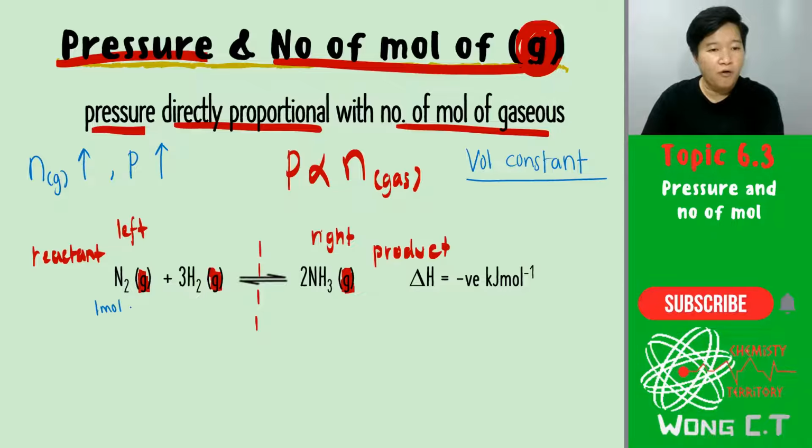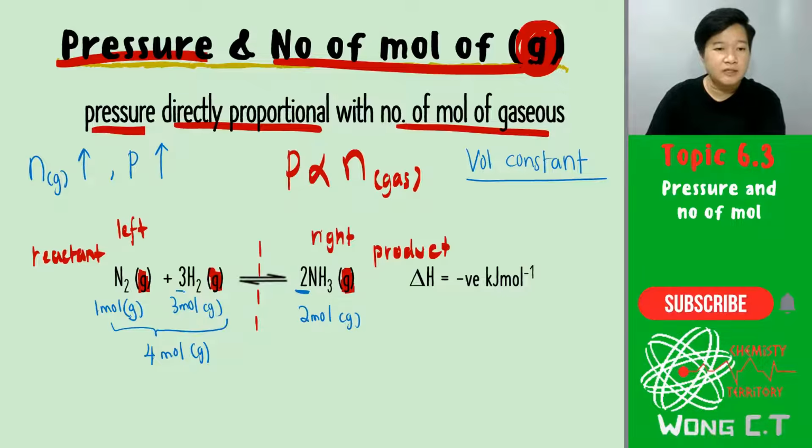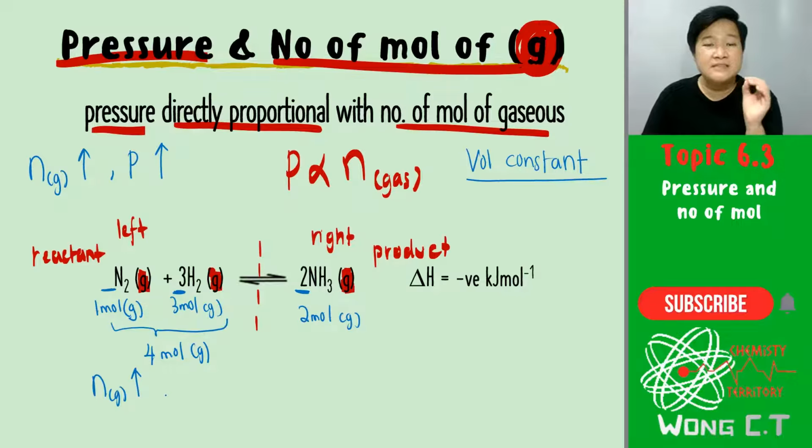So I have 1 mole of gas over here and 3 moles of gas over here. In total, on the left hand side, I will have 4 moles of gas. On the product, I only have 2 moles of gas, as you can see in the equation. That is my 2 moles, that is my 3 moles, and that is my 1 mole. According to this equation, the number of moles of gas is higher on the left hand side. In other words, the system will have a higher pressure on the left hand side. Agree? Because the higher the number of moles, the higher the pressure the system will produce.